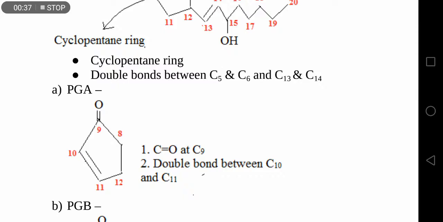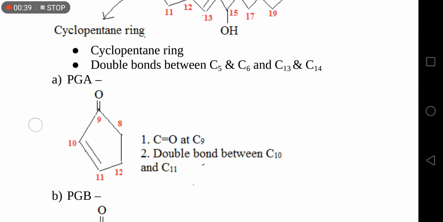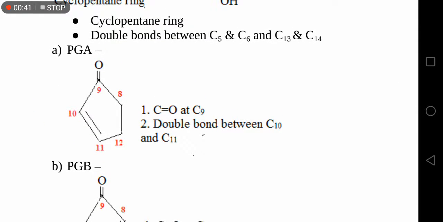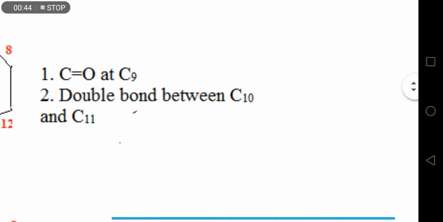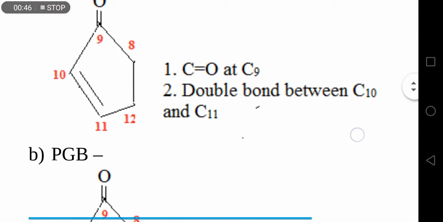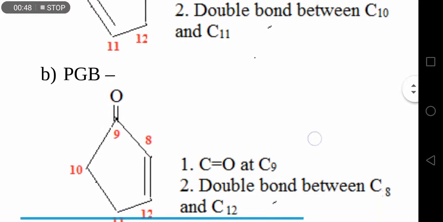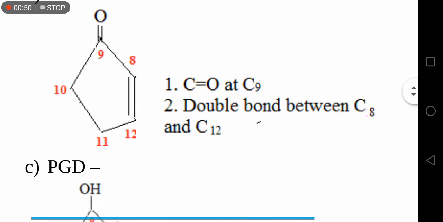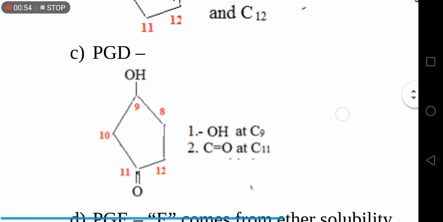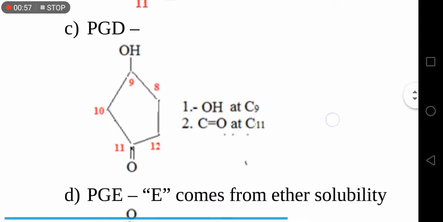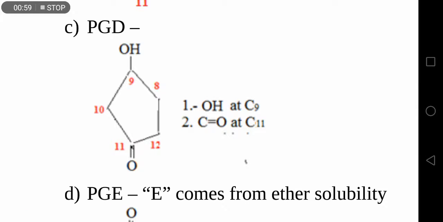Then subclassification of prostaglandin. First of all, prostaglandin A. It contains a keto group at C9 and a double bond between C10 and C11. Then prostaglandin B. It contains a keto group at C9 and the double bond between C8 and C12. Then prostaglandin D. It contains a hydroxyl group at C9 and a keto group on C11.